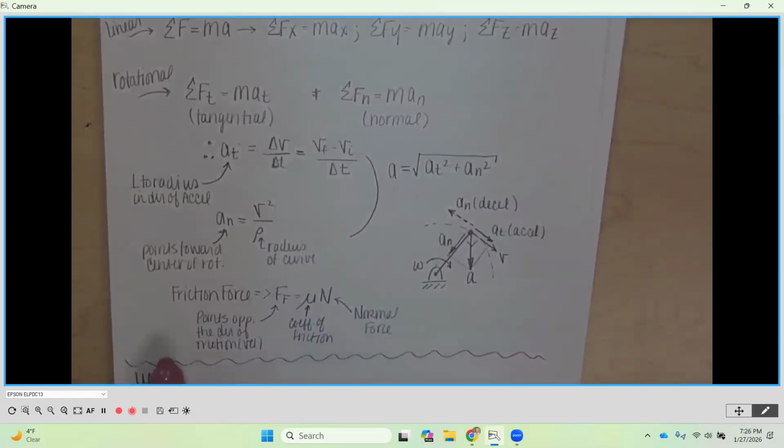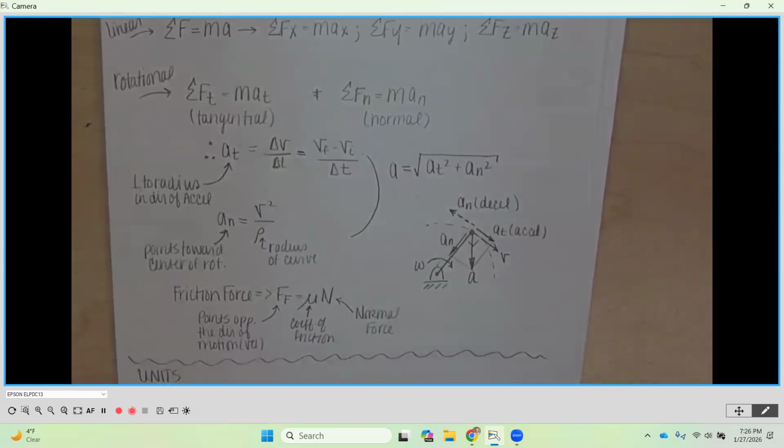And then the last thing I have added here, which we had experienced in the previous problem, is friction force. Just the definition of that. Friction force is equal to our coefficient of friction times the normal force. So just having that reference there.